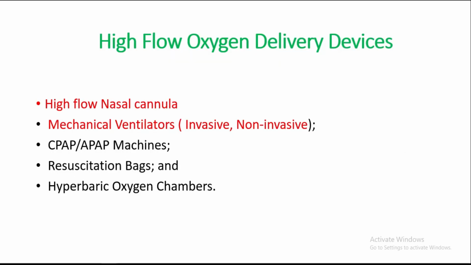So what are the high flow oxygen delivery devices? High flow oxygen delivery devices include high flow nasal cannula, which is widely used nowadays in COVID patients, mechanical ventilators, maybe invasive or non-invasive, continuous positive airway pressure, automatic positive airway pressure machines, resuscitation bags, and hyperbaric oxygen chambers. These are high flow oxygen delivery devices.